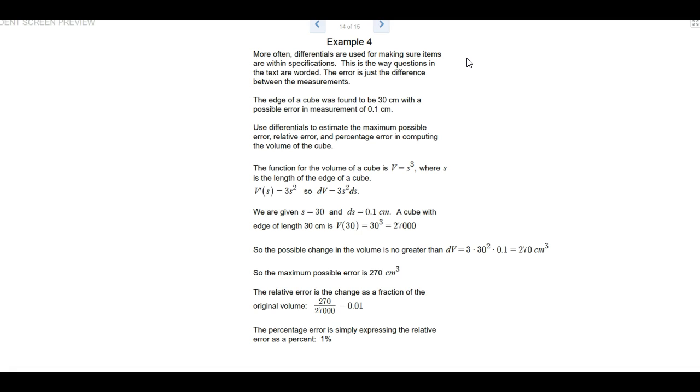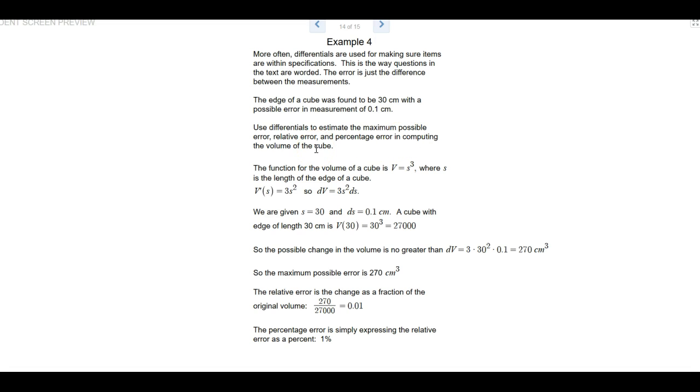So you can have an error in the measurement of your function, and that's dy, or an error in the measurement of an input to your function, that would be dx. So let's look at this example. The edge of a cube was found to be 30 centimeters with a possible error in measurement of 0.1 centimeters. Use differentials to estimate the maximum possible error, the relative error, and a percentage error in computing the volume. So we want to find the error in computing the volume.